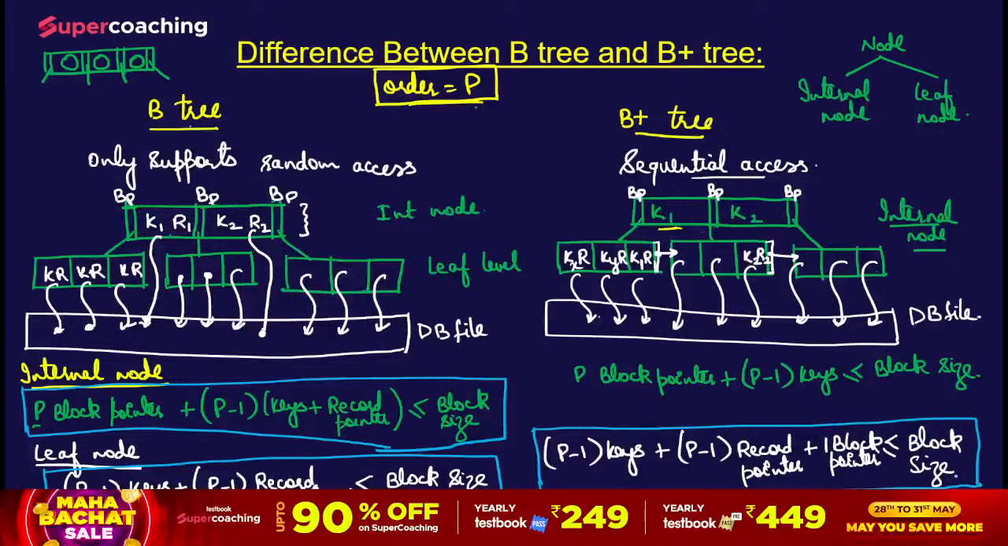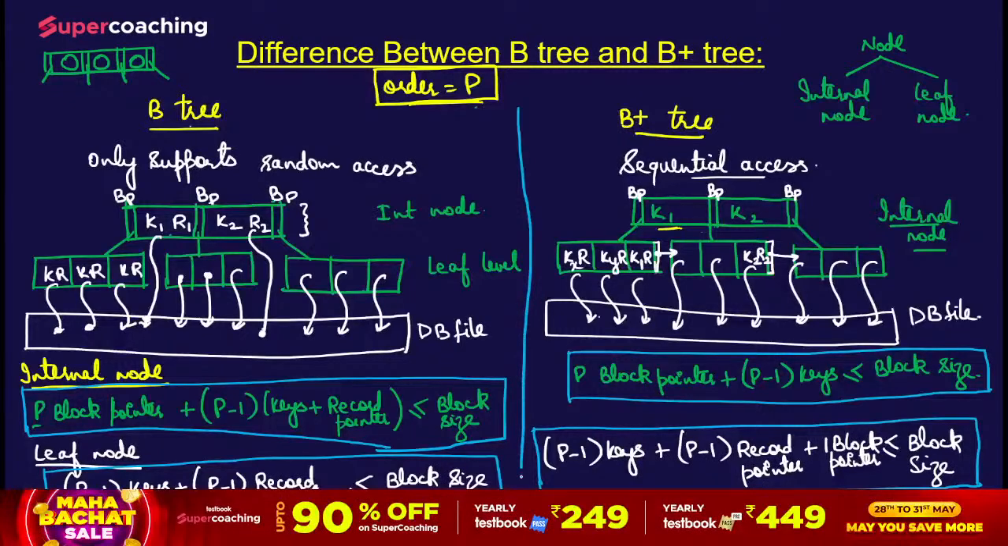Anyone having any doubt till this point? We have not started with the construction. We have just gone through the overview of B tree and B plus tree. These are the formulas for the leaf nodes.